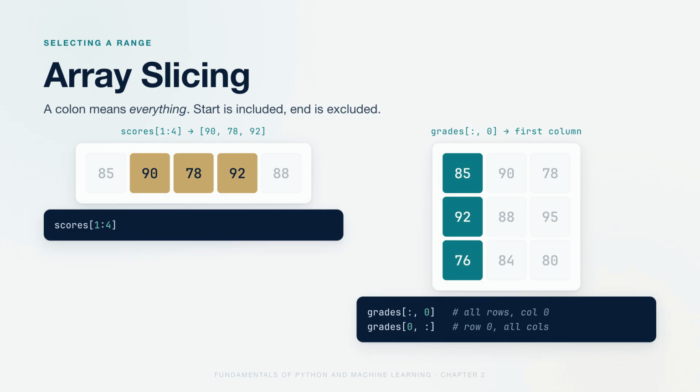Another example will be the other way around. grades[0, :] means select row 0 and all columns. Understanding slicing is very important because in machine learning, we often need to separate input features from output labels. For example, we use some columns as the data the model learns from, and another column as the value that we want the model to predict.